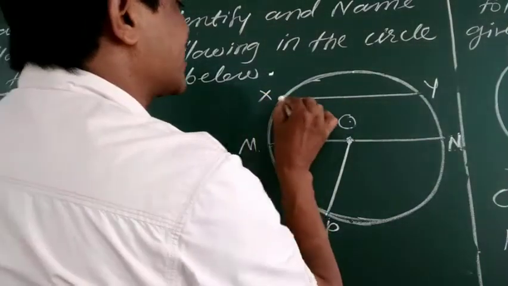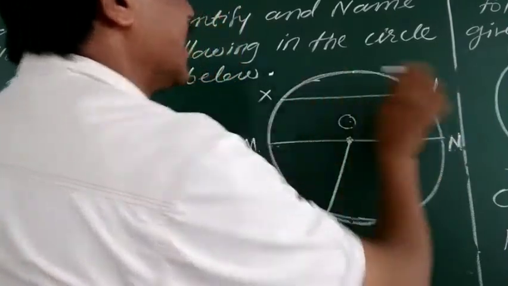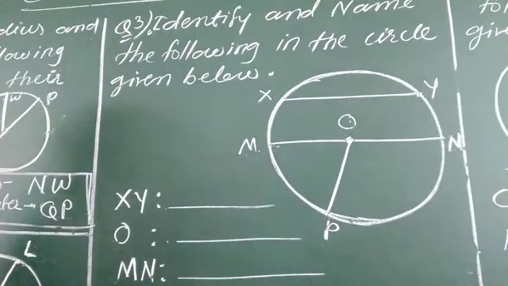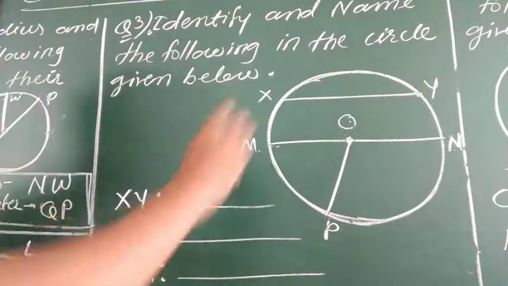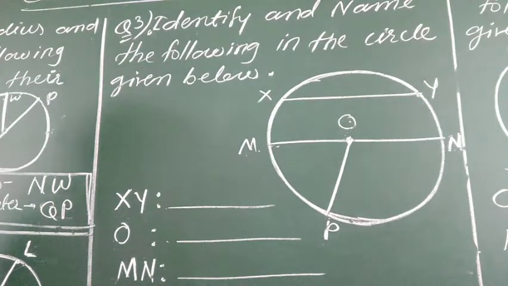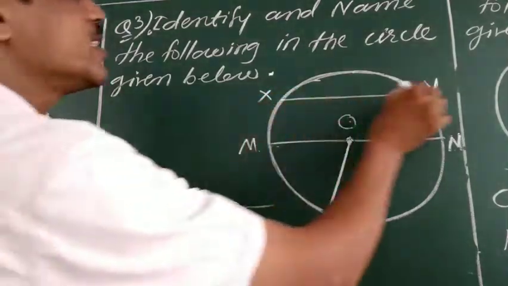This is one point X. Another point X. This is XY. Now you tell me, what is XY? What is this part XY? XY is this part.